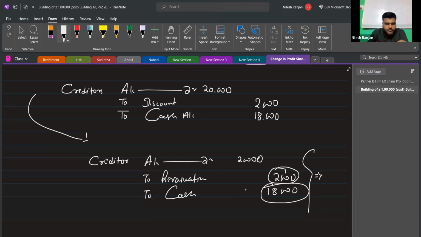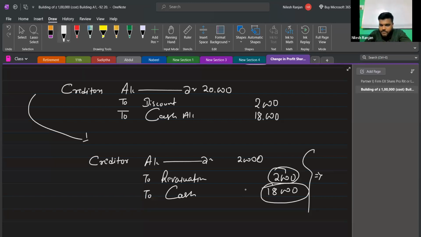So this 18,000 that we are paying, that's a loss, right? No, the 18,000 we are paying is a payment. The loss is 2,000 only, because we have to pay 20,000 to creditors, but we are paying only 18,000. We have to put 20,000 and we are paying 18,000. So 18,000 is not a loss for us. It is a profit of 2,000.